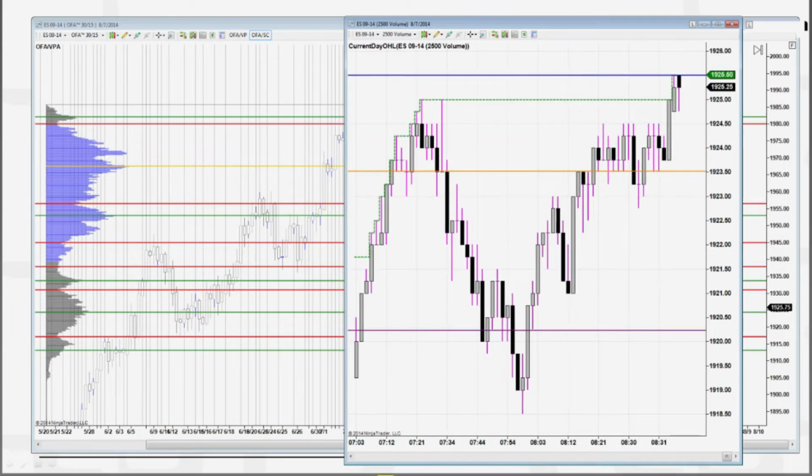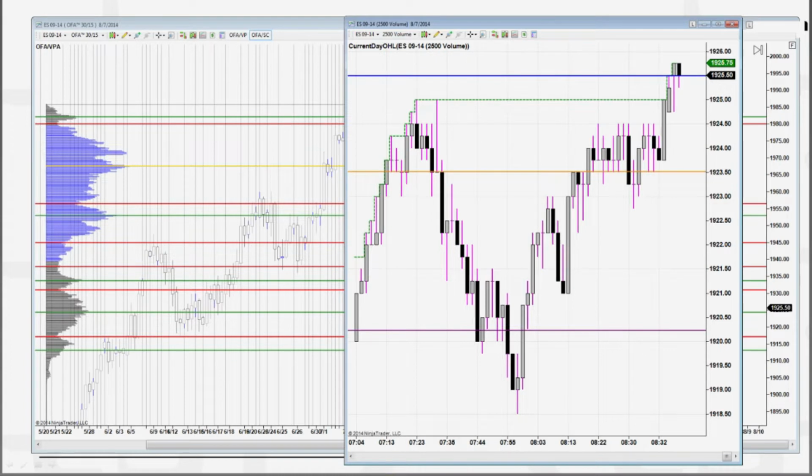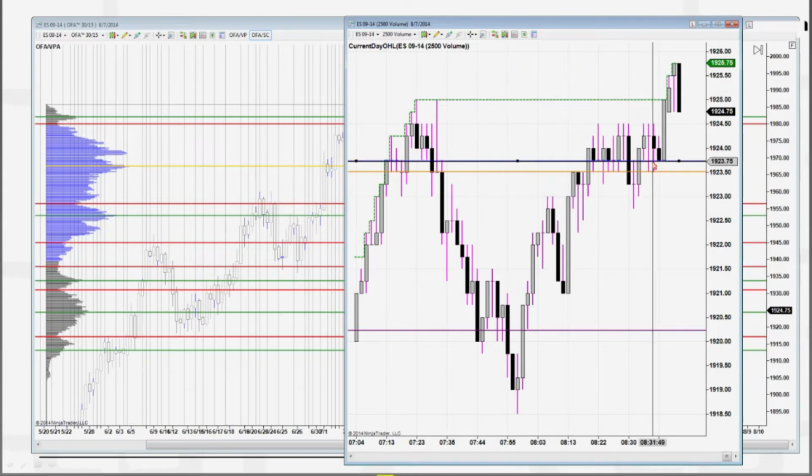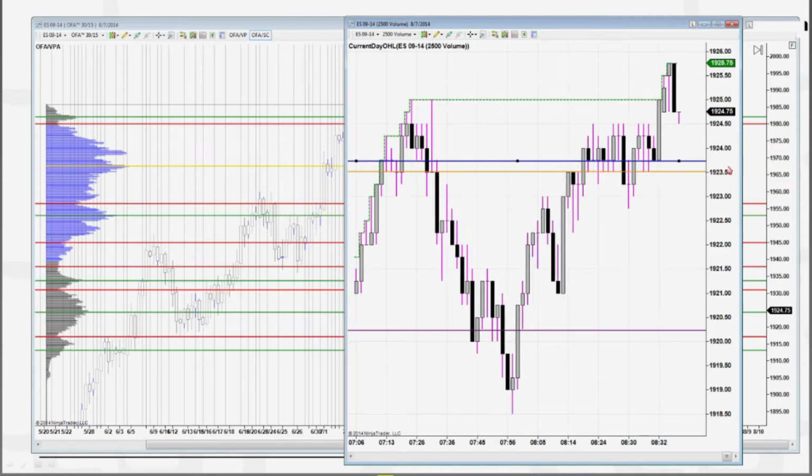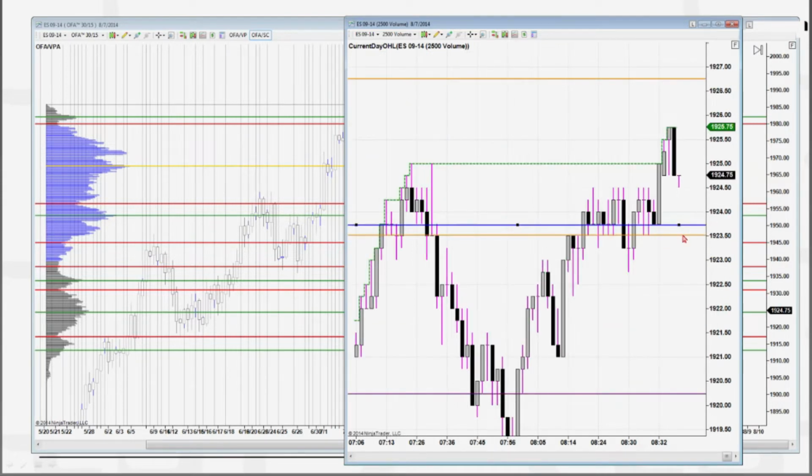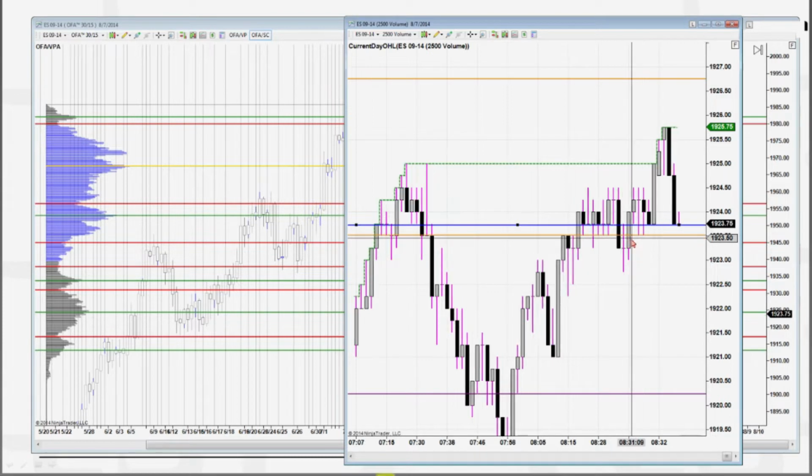My system right now is really, really acting very slow. All right, 23.75 was our open. Our opening swing low was 22.75. Wow, this is slow.